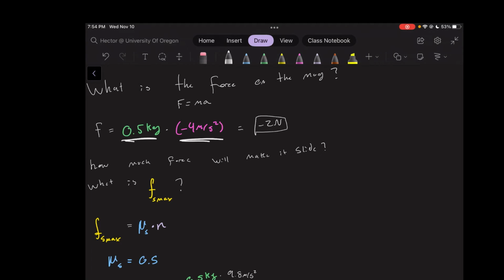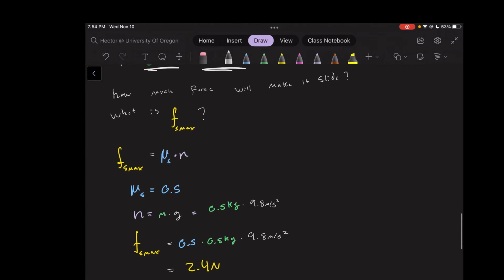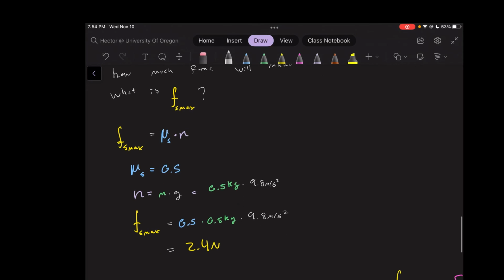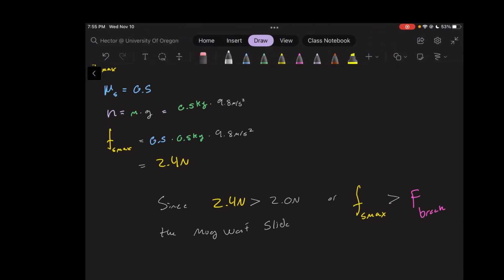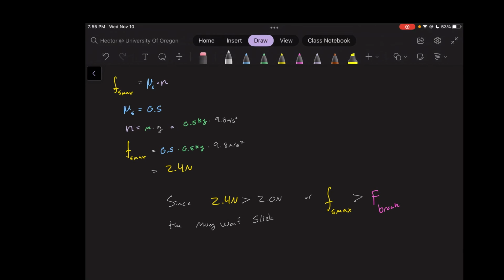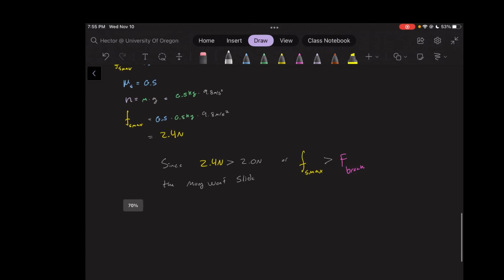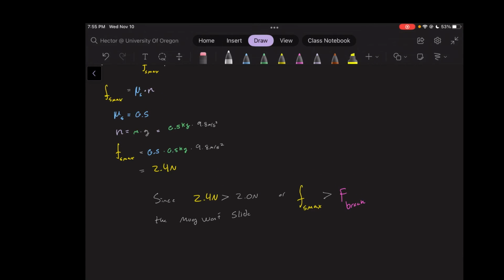Let's first figure out the maximum friction force. We know that the maximum friction force is equal to mu sub s times n. Mu is given to us in the question, 0.5, the static one specifically, not the kinetic one, because it's not sliding. And the normal force is just mass times gravity. Doing that out, we get 2.4 newtons as our Fs max. Obviously 2.4 is greater than 2, so the coffee mug won't slide. Or you can think of it as Fs max being greater than the braking force on the coffee mug, so again, the coffee mug won't slide.